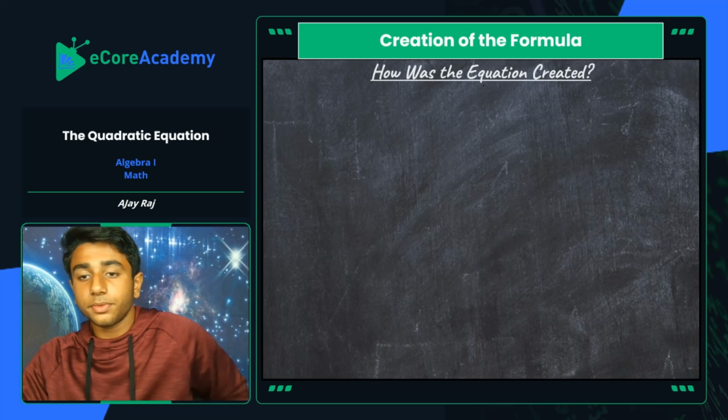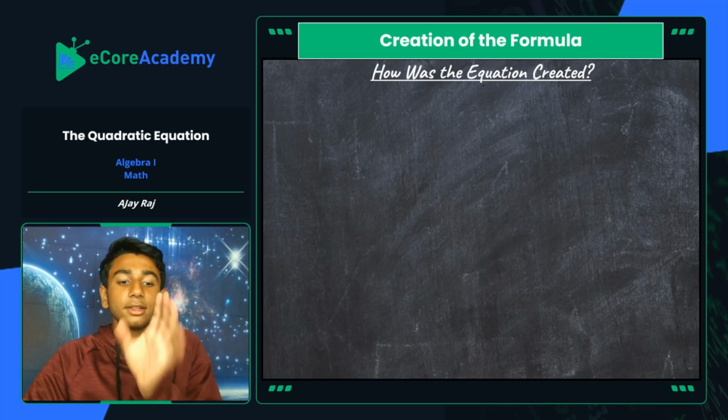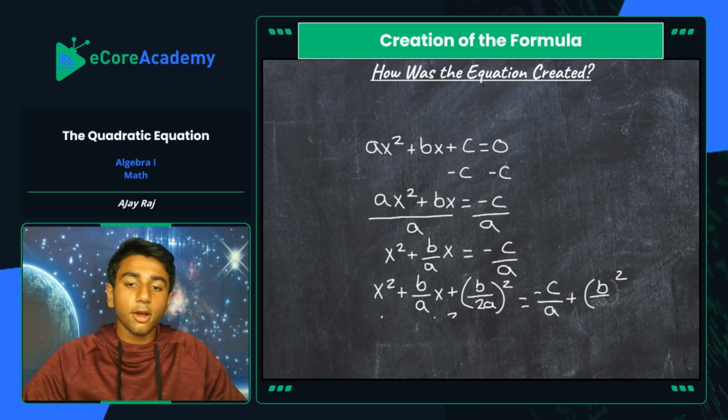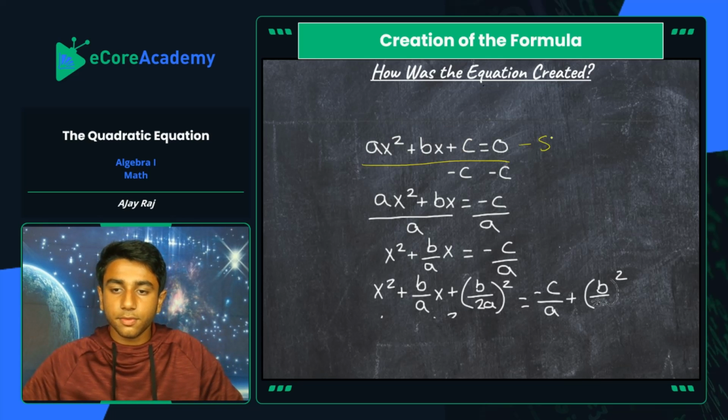Literally, the essential formula of the quadratic formula, or the quadratic equation, was created off of the standard form equation. So we're taking the standard form equation, literally turning it into a formula. So we start off with our essential standard form equation here. That's in standard form.